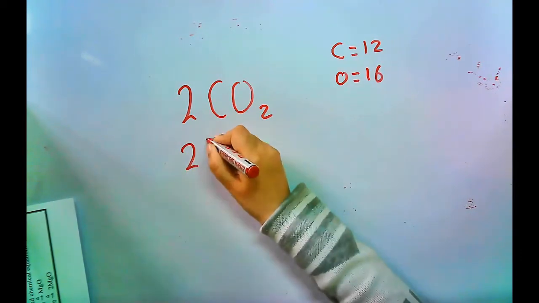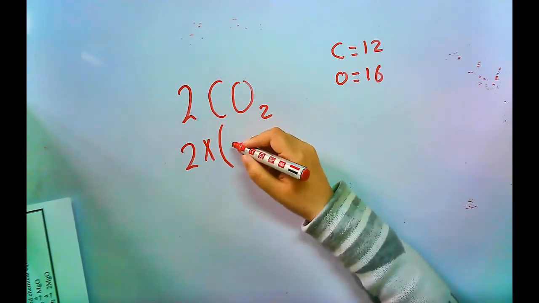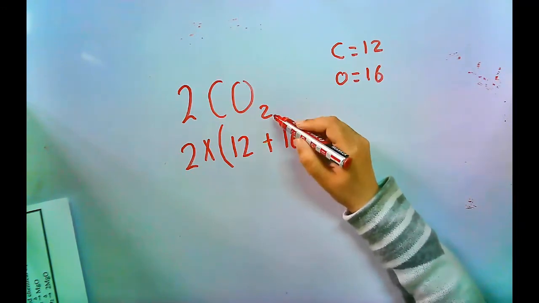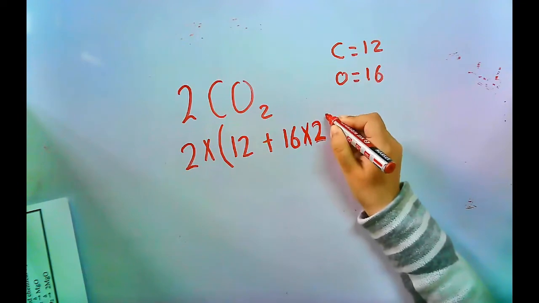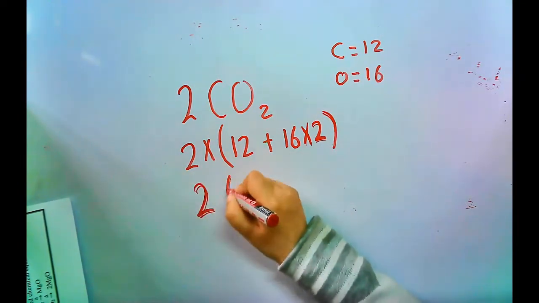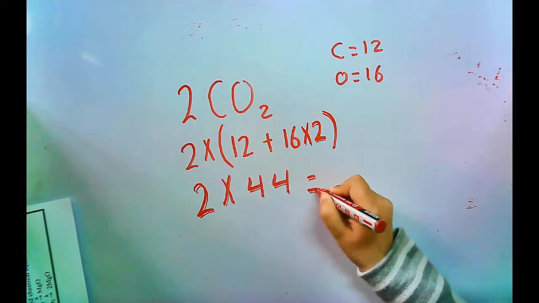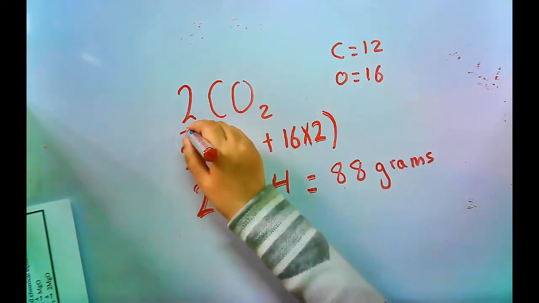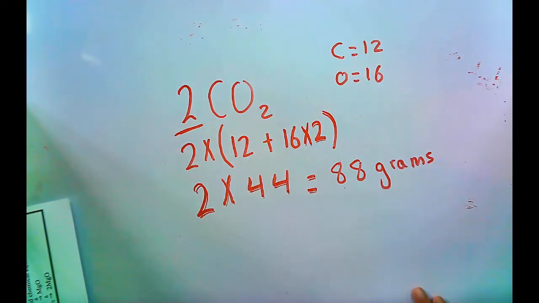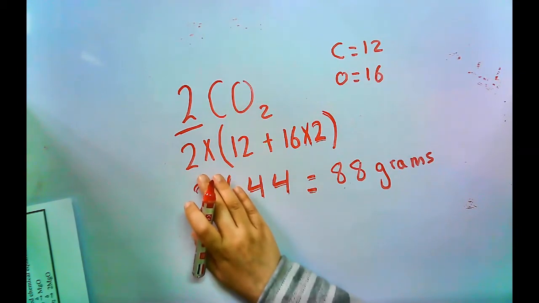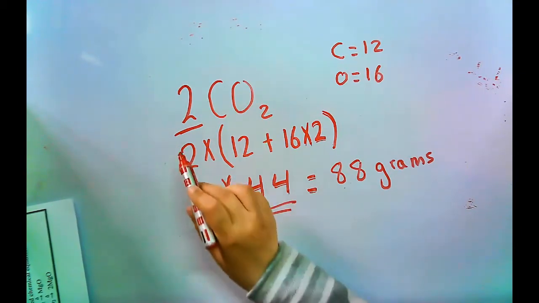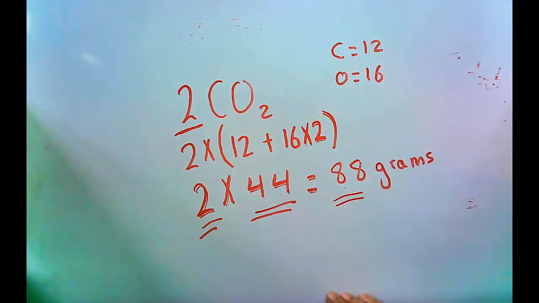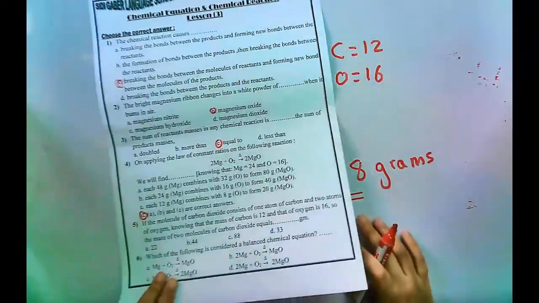So I will make 2 times carbon equal 12 plus oxygen, the mass number of oxygen is 16, and here there is 2, so I will multiply by 2. When I calculate them, I get 2 times 44, so it will equal 88 gram, because here it's asking about 2 molecules of carbon dioxide. If it's asking about only 1 molecule of carbon dioxide, it will be 44 only. But because it's asking about 2 molecules, I will multiply by 2, and the answer will be 88.